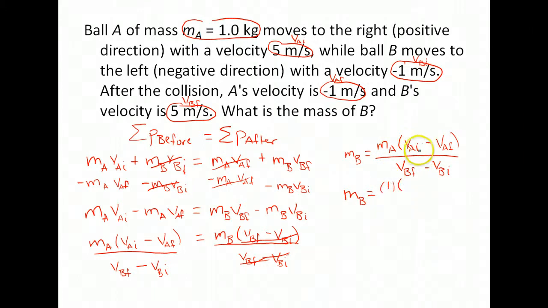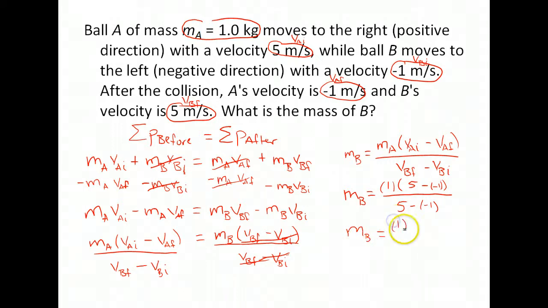Okay. And then the initial velocity of A was 5 meters per second, so we'll put 5 minus the final velocity of A, which was -1, over, okay, the final velocity of B, and the final velocity of B was 5, minus the initial velocity of B, which was -1, so minus a -1 there. Okay, so now let's do some math.